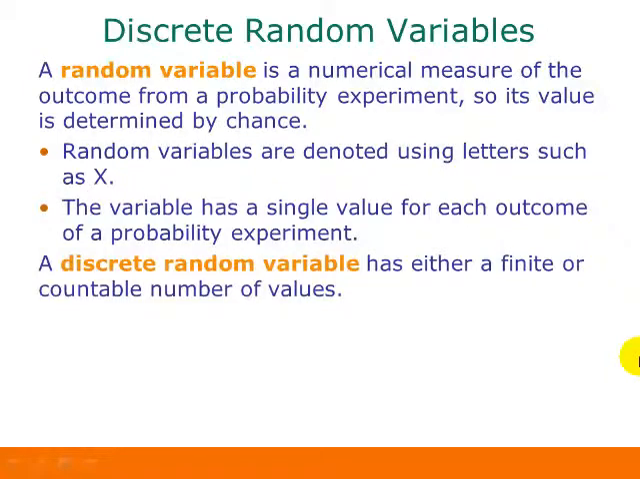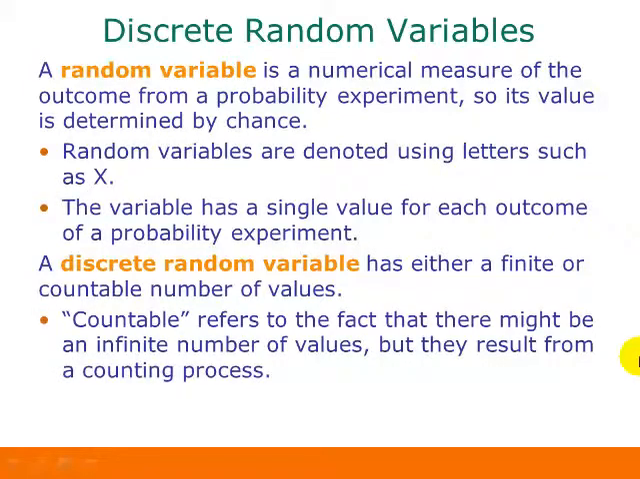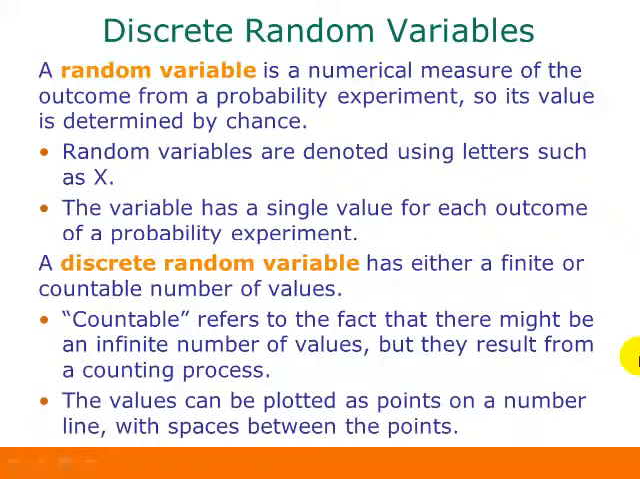And a discrete random variable has either a finite or a countable number of values. Earlier in this class we talked about discrete data versus continuous data. We also have the same distinction with random variables. We can have discrete random variables and continuous random variables. So remember that discrete data talks about something being countable. Countable refers to the fact that there might be an infinite number of values, but they result from a counting process. The values can be plotted as points on a number line with spaces between the points. So remember, there are gaps between the values.